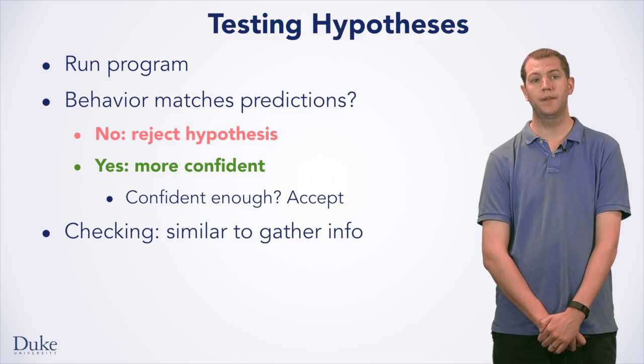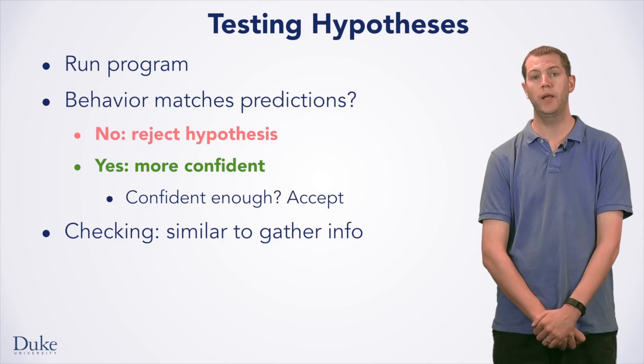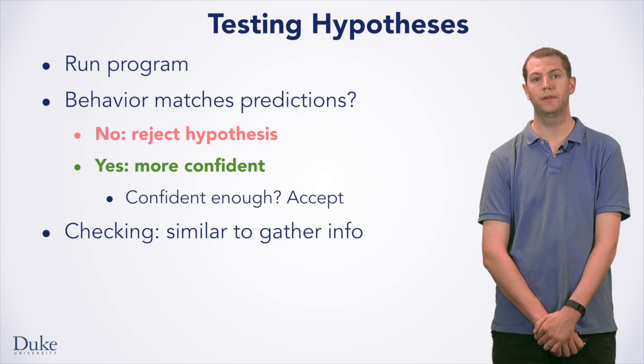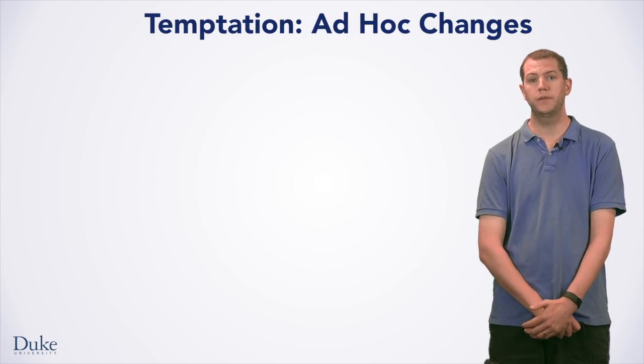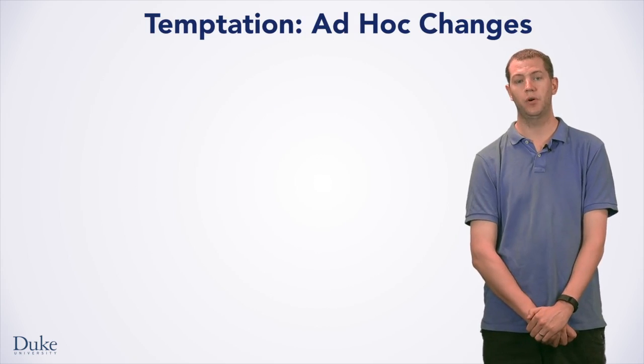Checking our hypothesis is very similar to gathering information. We could potentially just run it and see the output, but sometimes we need more information. We might want to print the state of internal variables or examine other things about the behavior of the program. Now, in doing this, we've taught you a good way to debug a program.